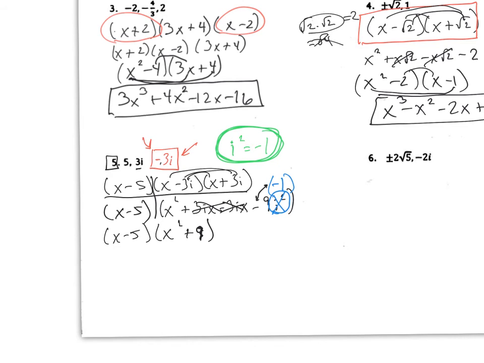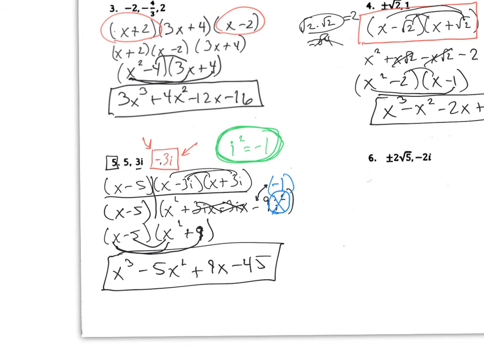And then let's multiply these two little things together. So we get x to the third minus 5x squared. Outside is a positive 9x, and then the plain old numbers is a minus 45. It's in standard form. We have no like terms to combine.